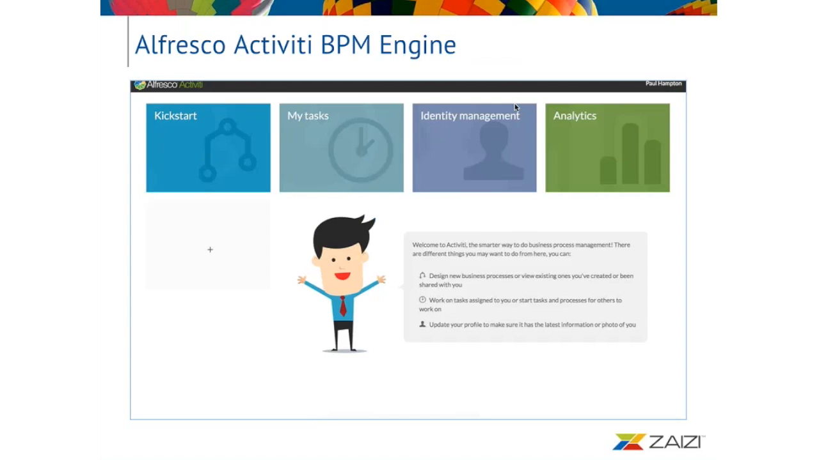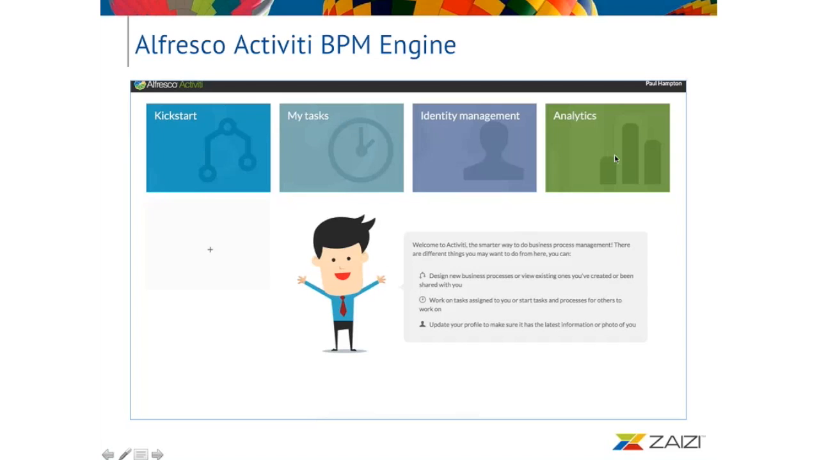When you actually look at the Activiti BPM suite, it gives you a range of things. It gives you the ability to really start new processes quickly through this mechanism called Kickstart. It gives you the ability to manage your profile through identity management, and it gives you the ability to look at your currently running tasks. So this is what the user interface looks like out of the box. You've also got analytics there, which allows you to see how processes are progressing through the system.